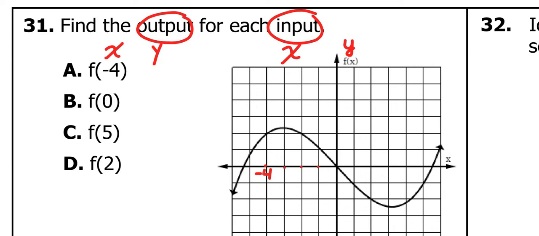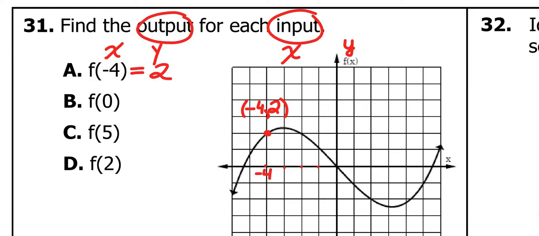So along this vertical line where x is -4, right here is where we would touch our graph. Now, this point would be -4, comma, our y value would be 2. So that means that when you plug in -4, you get an output of 2. Your y value is 2. Let's take a look at the next one.